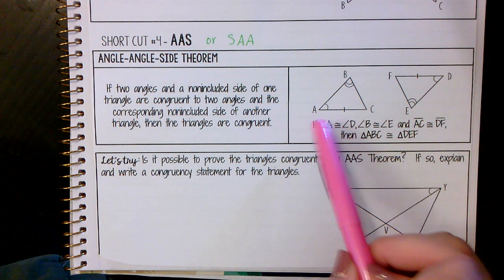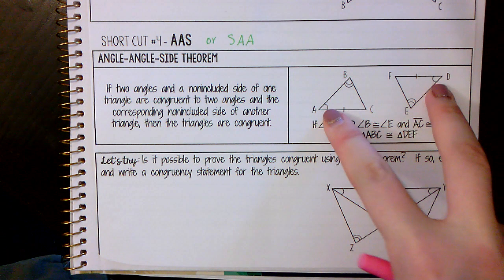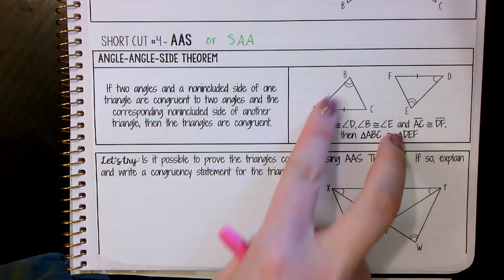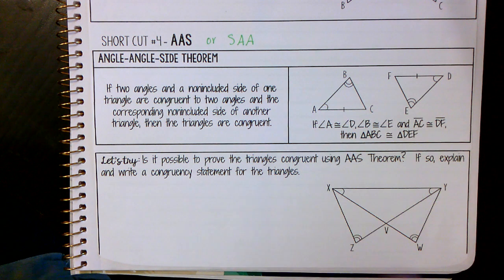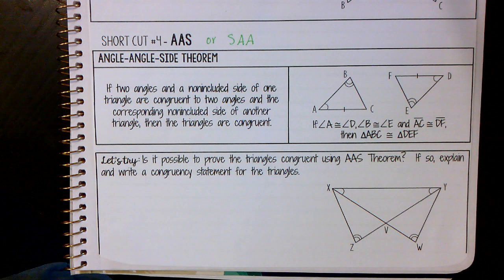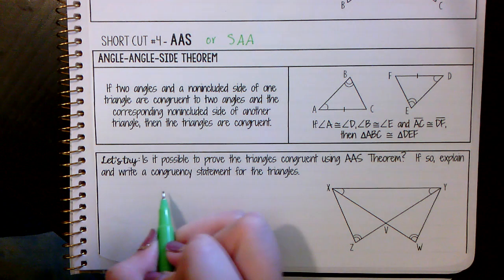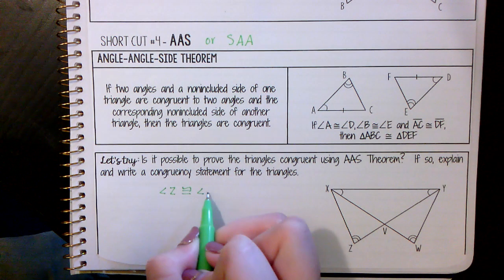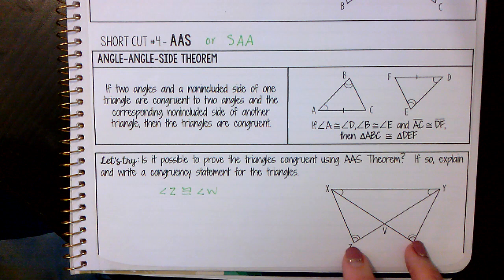So if we know that angle A and D are congruent because they're notated with just one ring, B and E are notated with two rings, they match, and DF and AC match up, then we can tell that these triangles are congruent. So let's look at this next example. Use green. I know that angle Z is congruent to angle W, right? They both have 2 rings.